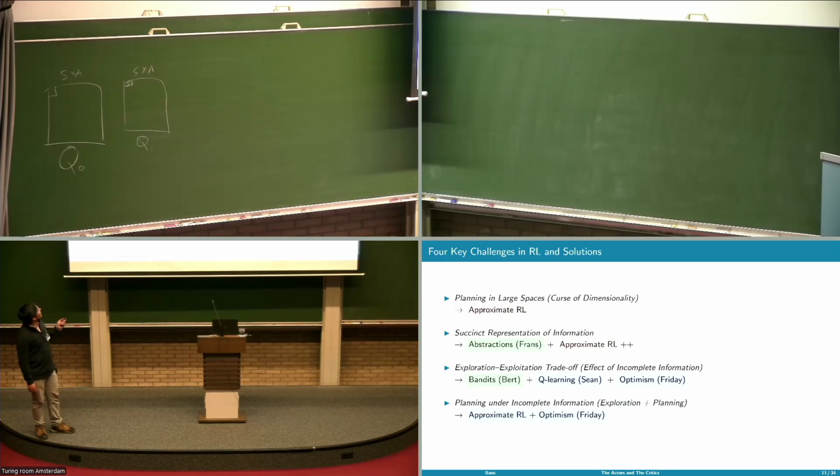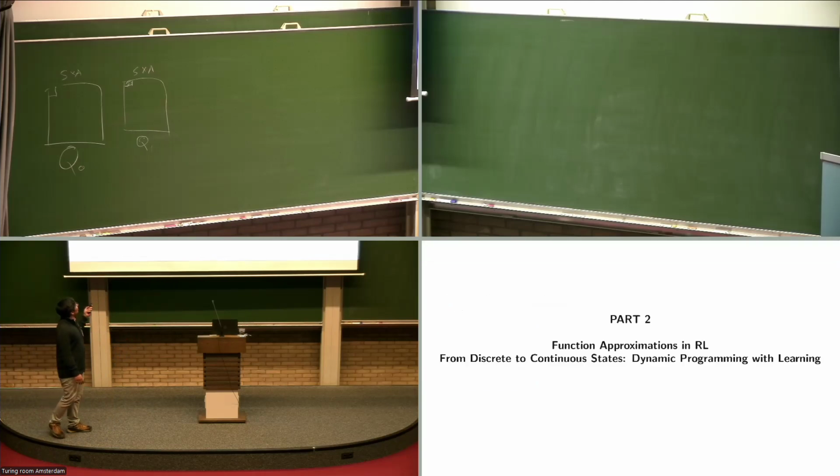One is planning in large spaces and the other is succinct representation of information. You have seen abstractions in there, but we'll take here a complete learning point of view, and we'll try to use neural networks or linear regression to learn them. So basically, we'll put parametric functions and try to learn them. Okay, so this is roughly what it is.